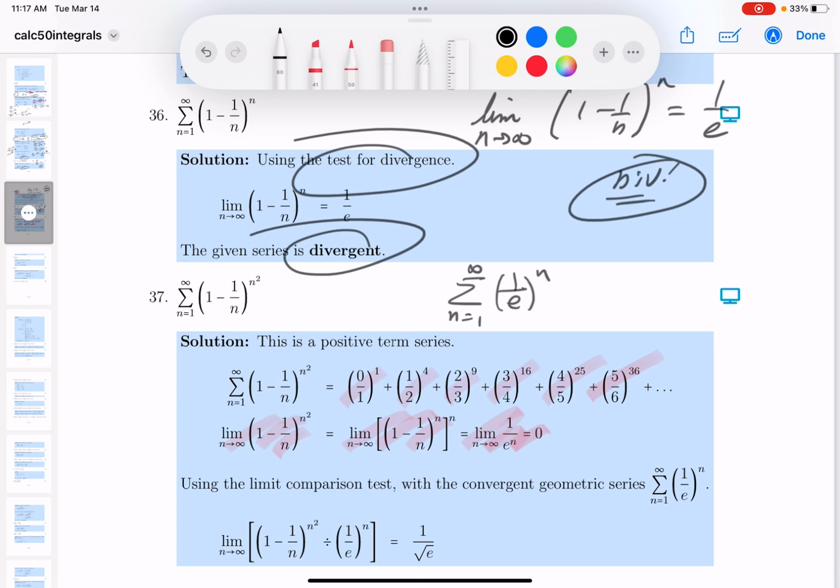And what do I know about this over here? I know it's a convergent geometric series. This is a convergent geometric series. All right? So I'm going to use that as a comparison. And the way I'm going to do that is by using what's called a limit comparison test. So I wrote that down, and it's going to be this guy here divided by this guy over here.